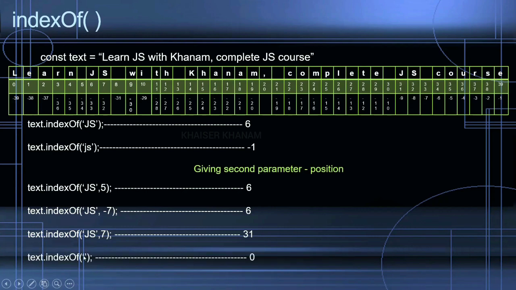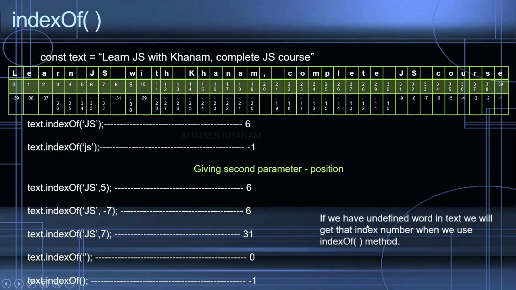Finally, if I just pass empty string, I will be getting the result as 0. But if I just pass here brackets, I will be getting minus 1. But suppose in my string, this particular string, if I am having undefined word, then whatever index that undefined is having, I will be getting that as my result. I will be showing you this practically. Once you see this practically, you will be having much more clarity on this indexOf method.